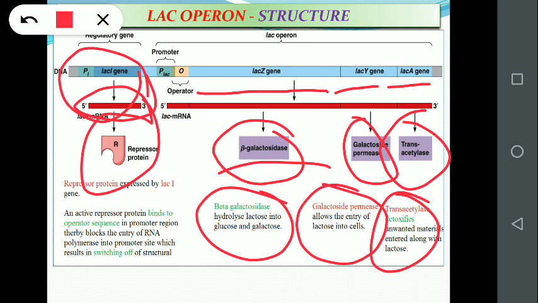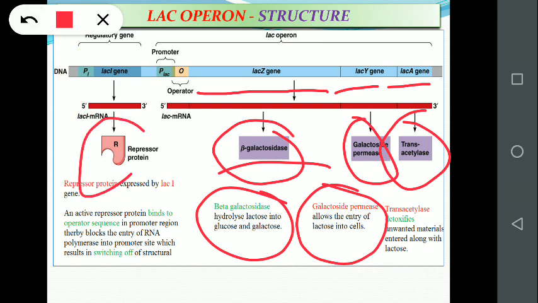So now when the lac-I gene is active, it expresses to produce a repressor protein. So now we have a repressor protein here. The role of the repressor protein we will discuss now. And so this is the regulatory gene. Along with the regulatory gene, we have a promoter sequence and an operator sequence also.